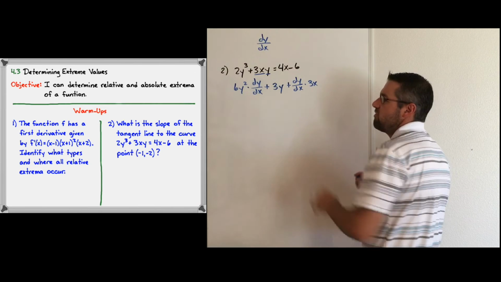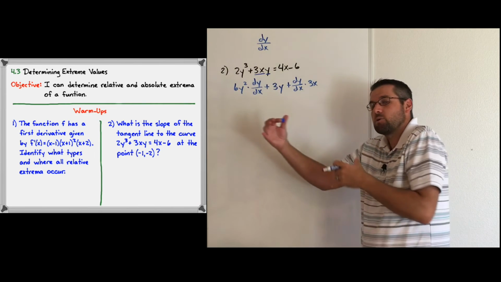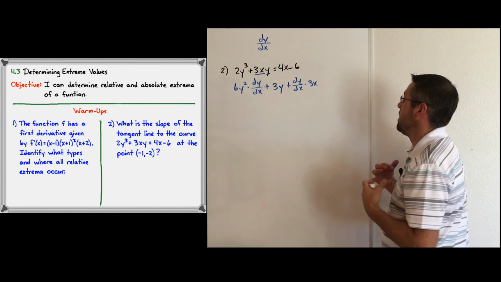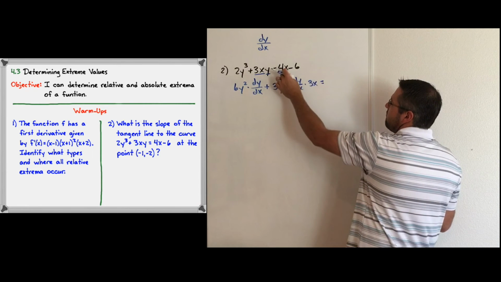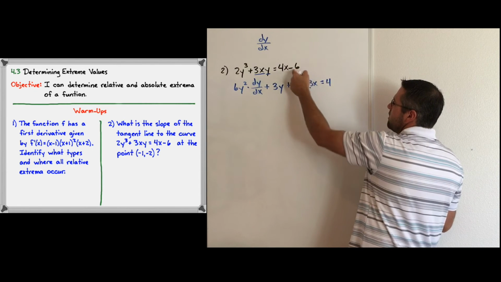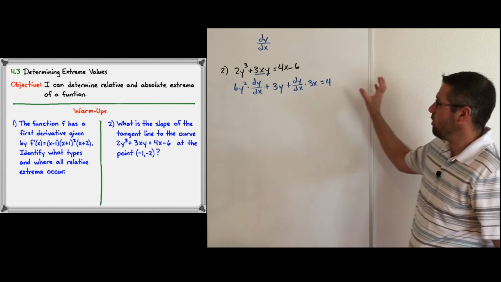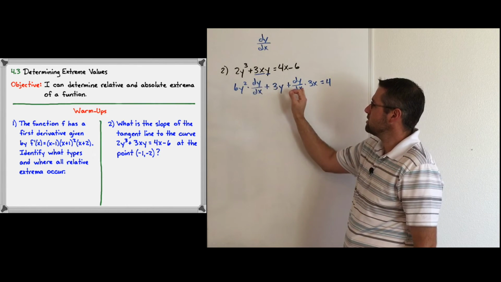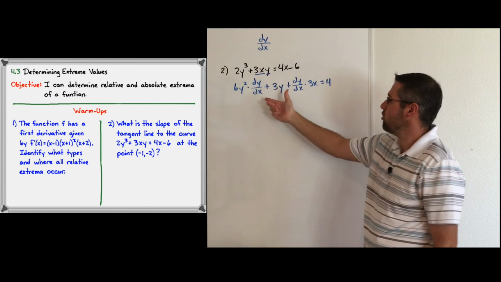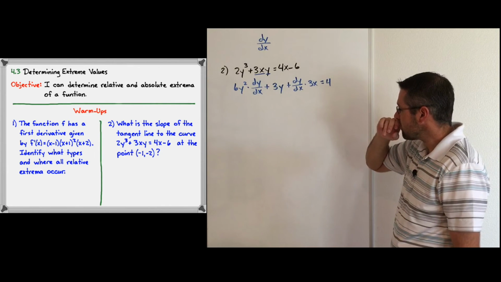So now I've got the derivative of the left-hand side. Because I took the derivative of the left-hand side, I've got to do the derivative of the right-hand side. So the derivative of 4x is just 4, and the derivative of -6 is just 0. So this is my equation that relates x, y, and y prime all together.